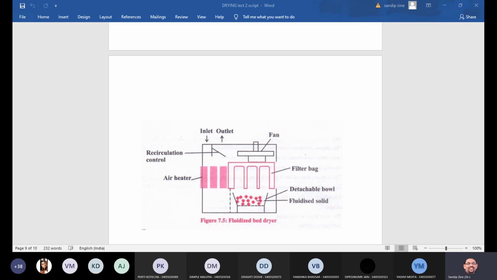Are you getting this point? So after a specific time, a point is reached in which the friction drag on the particles is equal to the force of gravity.